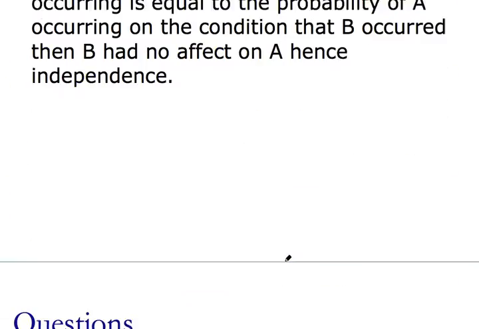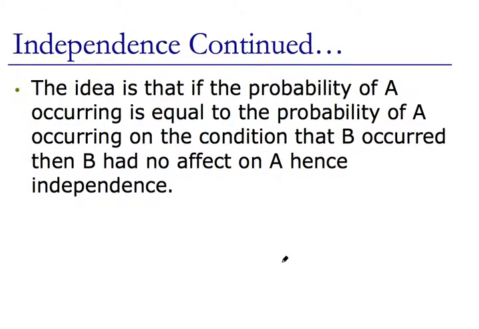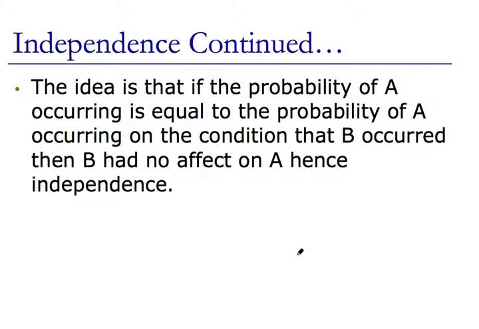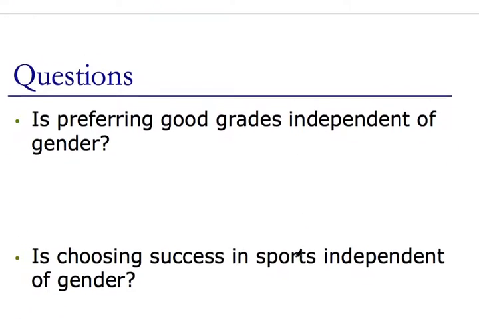And if those are the same, then you can say that those two events are independent. And here are some examples of that. So the idea is that if the probability of A occurring is equal to the probability of A occurring on the condition that B occurred, then it had no effect, then they are independent.